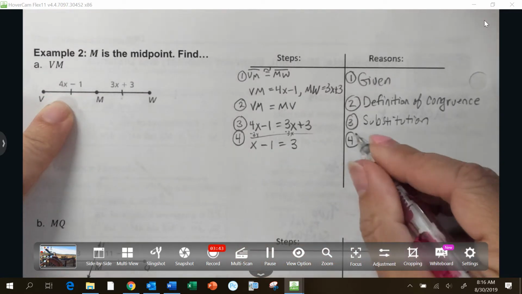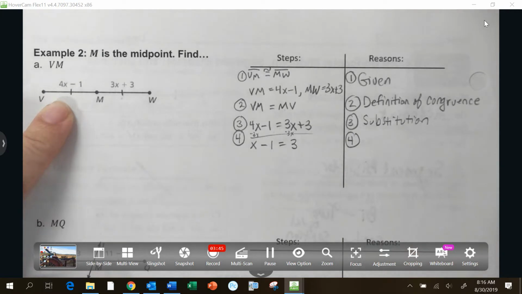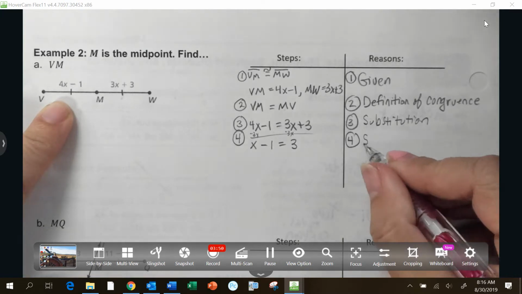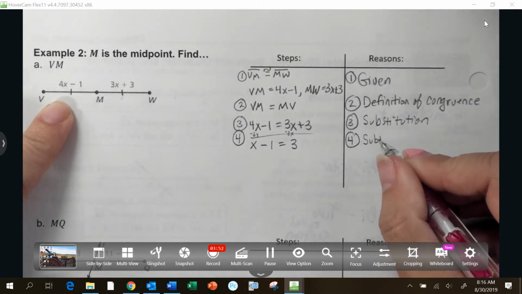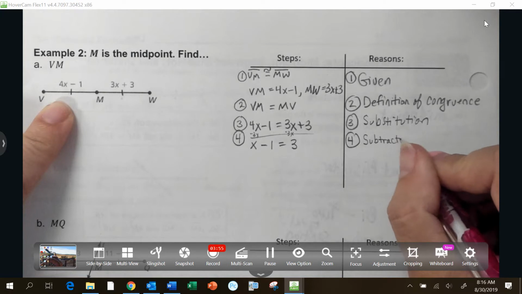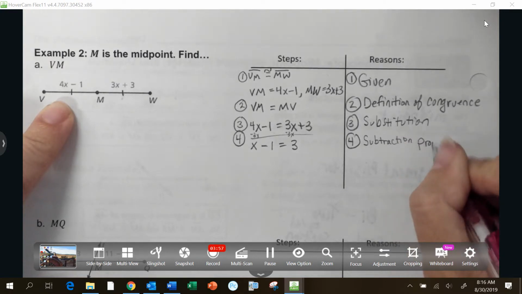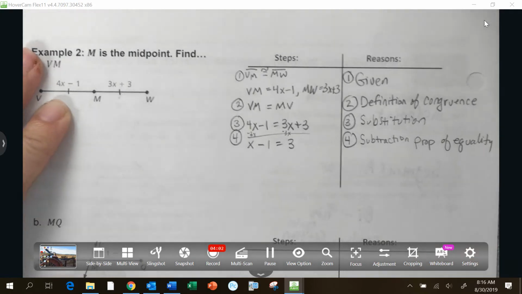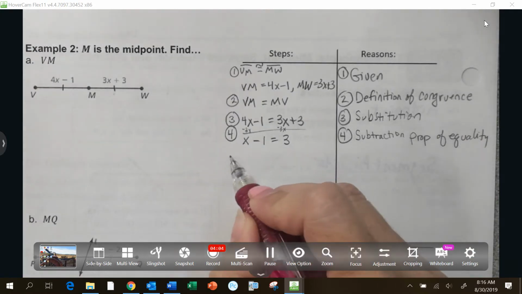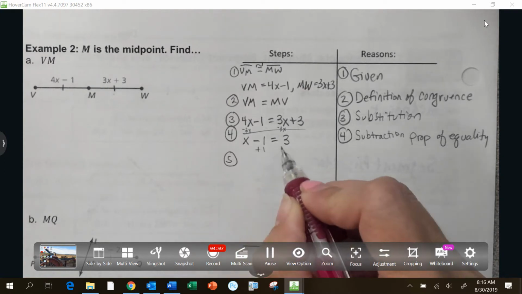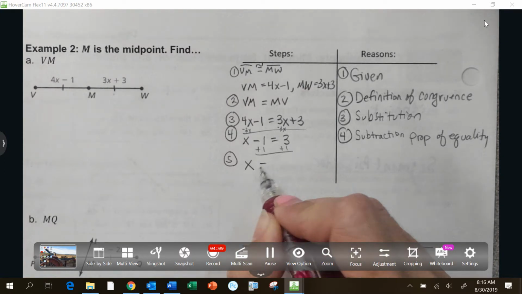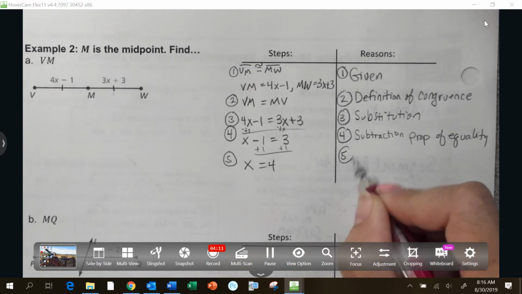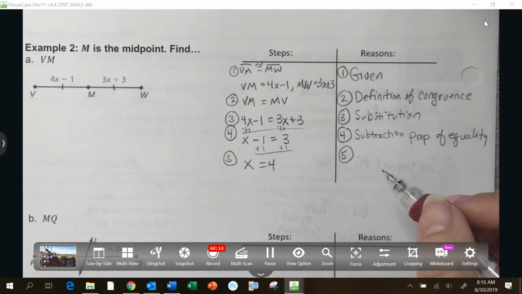What allows me to subtract the same number from both sides? Subtraction property of equality. Subtraction property of equality. Now I need to add 1 to both sides, and I get x equals 4. What allows me to add 1 to both sides? Addition property of equality.